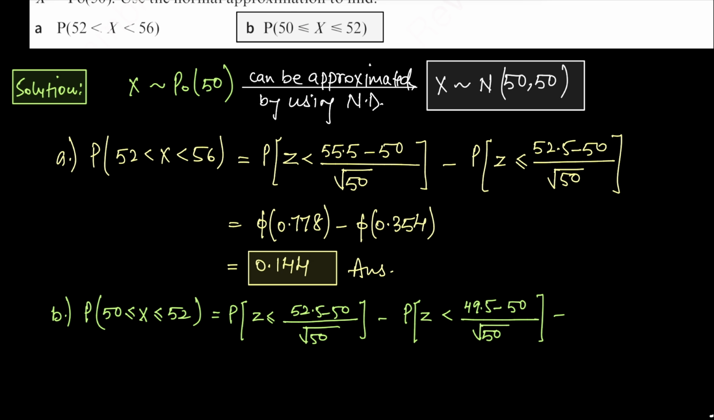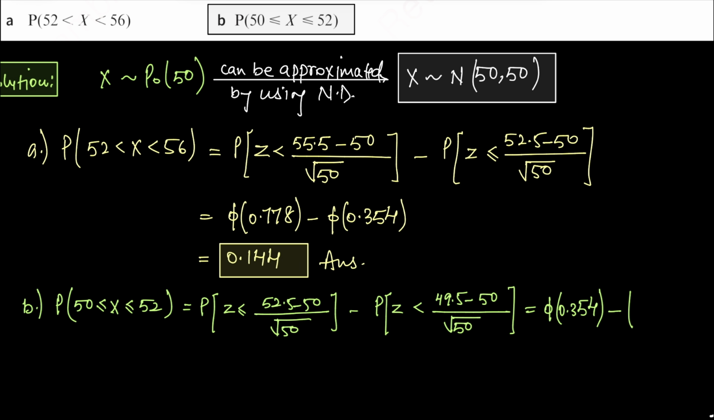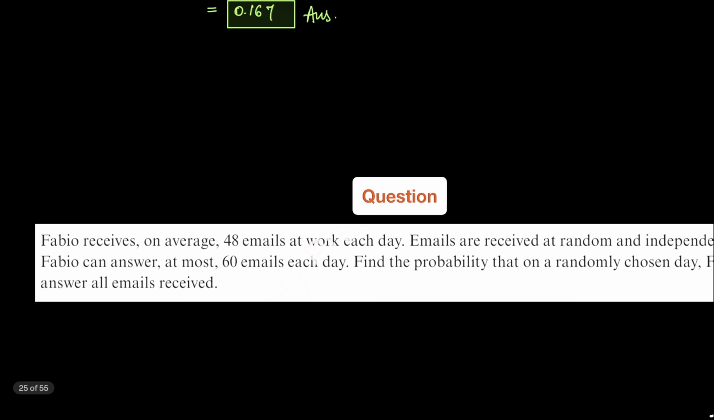When we solve this, we get the final expression as phi of 0.354 minus, for the second part, since it is a negative expression, I will write it as 1 minus phi of 0.071, and let's close the bracket. When we solve this expression, we get the final answer as 0.167. So this is the answer for part B of the same question. Pause the video, note down the solution, understand the concept, and we will proceed further. Okay, so now moving on to the next question of the same video.